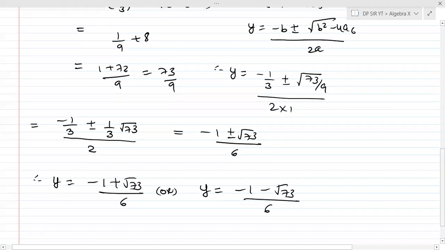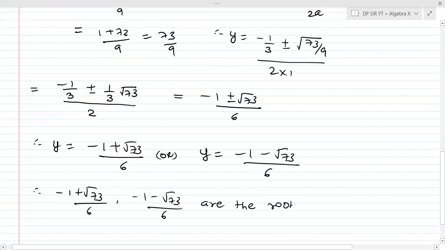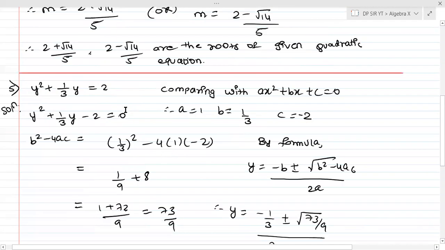Therefore, what are your roots of the equation? Therefore, minus 1 plus root 73 upon 6, comma minus 1 minus root 73 upon 6 are the roots of the given quadratic equation. I hope this question was very clear. I know मैं एकदम इधर से उधर लिखता गया, but I hope it's clear.